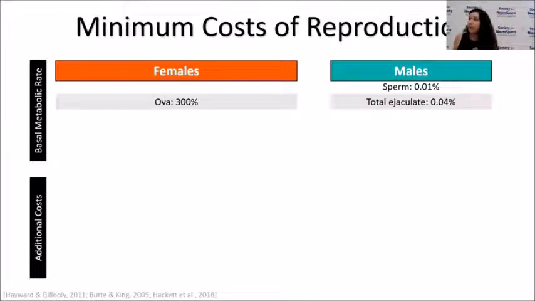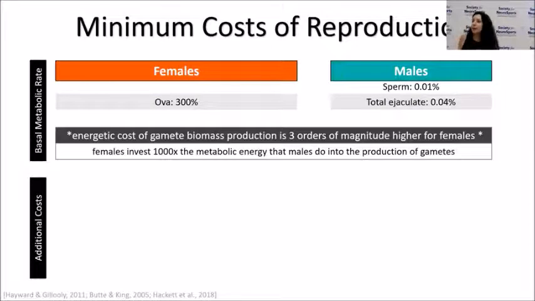On the other hand, bodies that are building sperm, and if you consider sperm plus all the ejaculate fluids that have to be there to make the sperm useful, are spending a basal metabolic rate of about 0.04% on that. So if we do that math, the energetic cost of gamete biomass production, whether you're building eggs or building sperm, is 3 orders of magnitude higher for females. Again, that really means that females are investing 1,000 times the metabolic energy in producing gametes than males are. That's a big difference, but we're not done there.